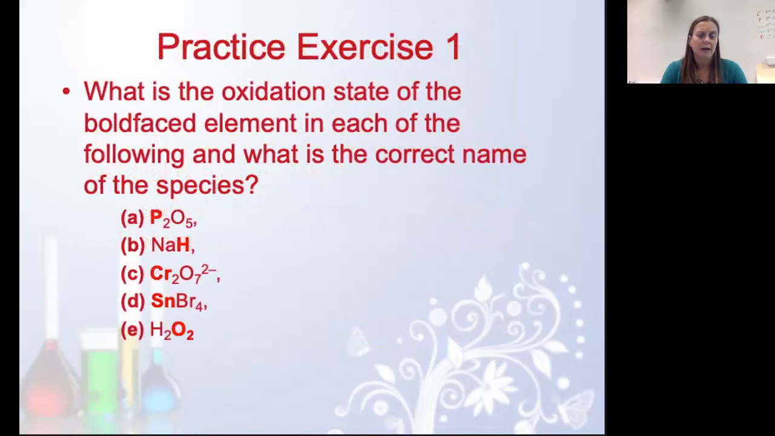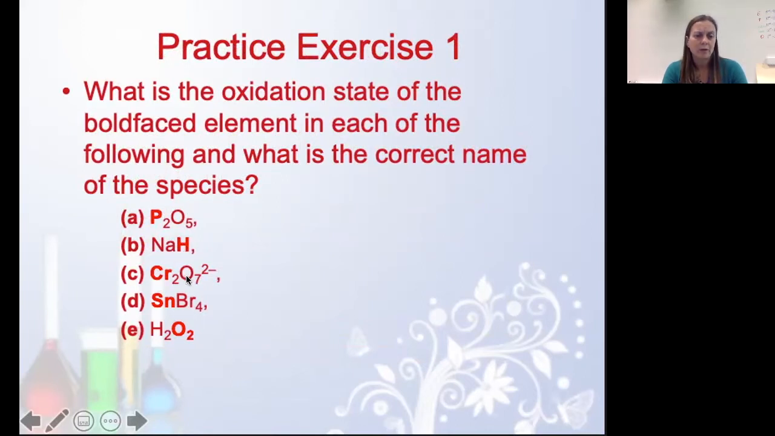In these elements, we have P2O5. Well, we know the oxygen is -2. So the total oxidation state over here is -10, which means this must add up to a +10 so that our species can be neutral. So +10 divided by 2 is +5. So the oxidation state of phosphorus here is +5. Here we have hydrogen with a metal, so we know that it's going to be -1.